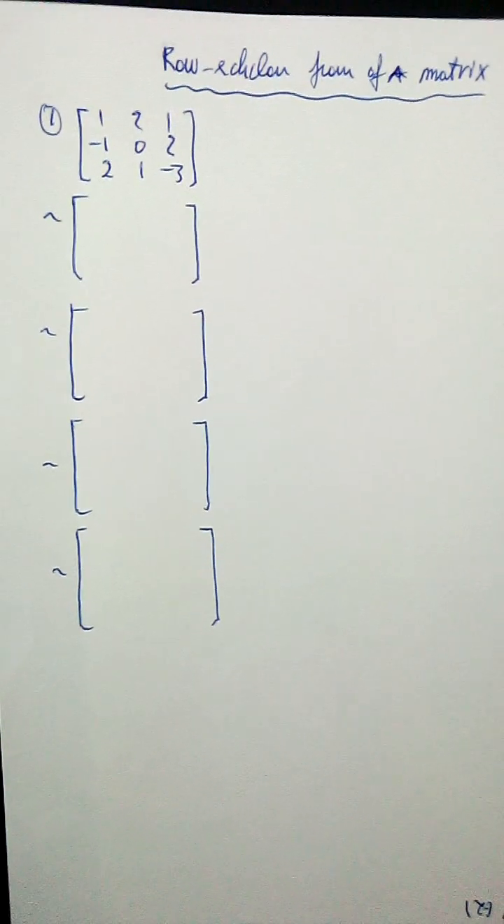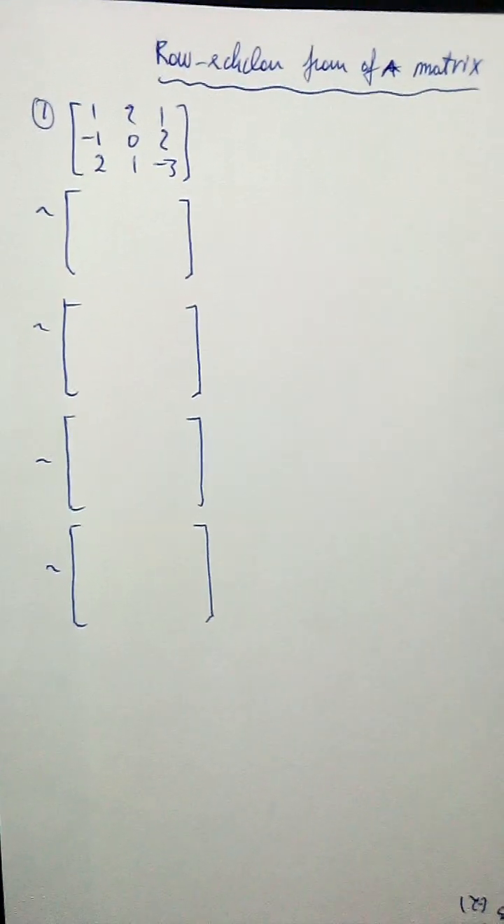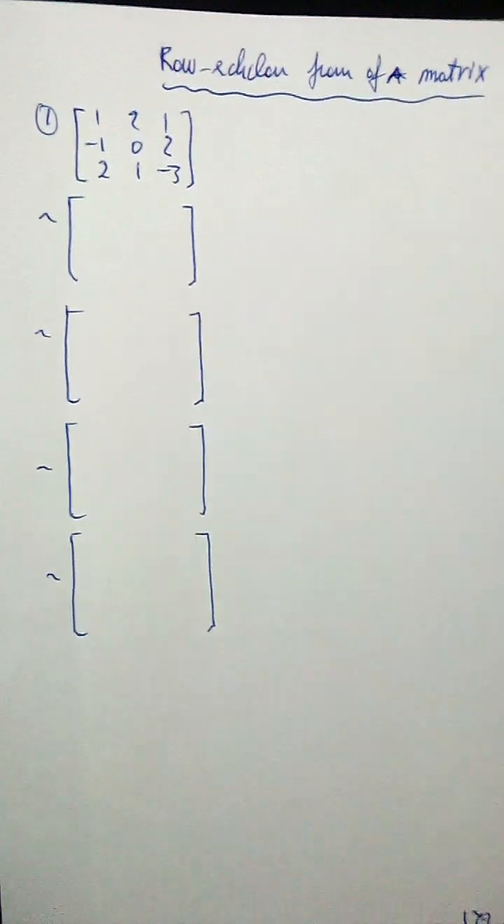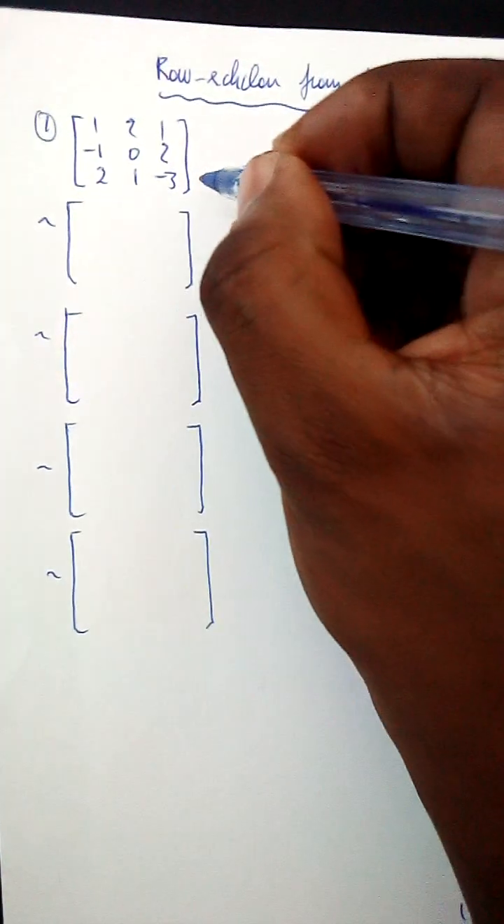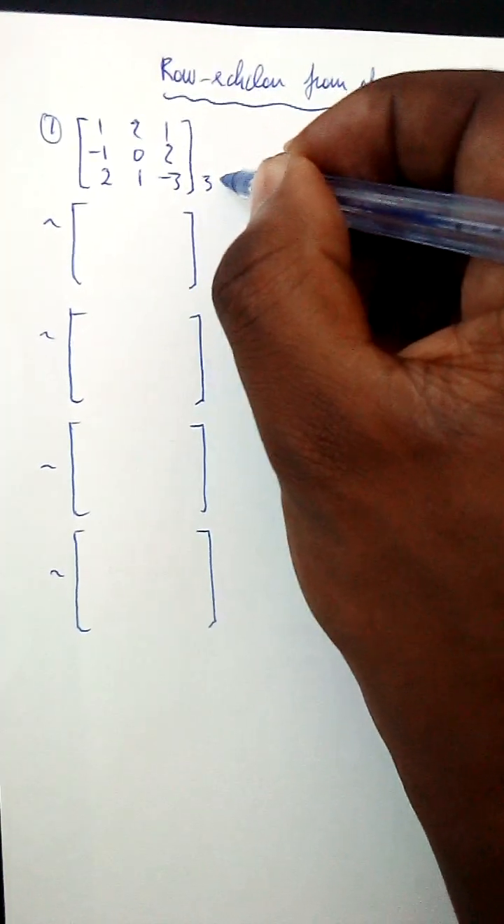Hello everyone, this is Row Echelon Form of a matrix. We are going to see how to solve this question, which is a form of a 3 by 3 matrix.